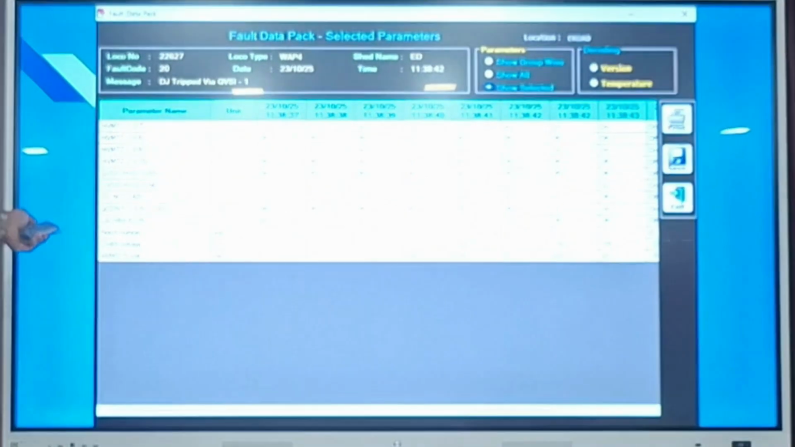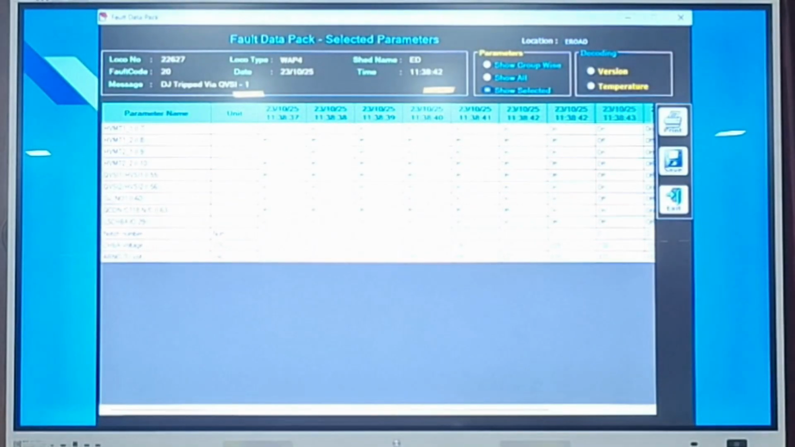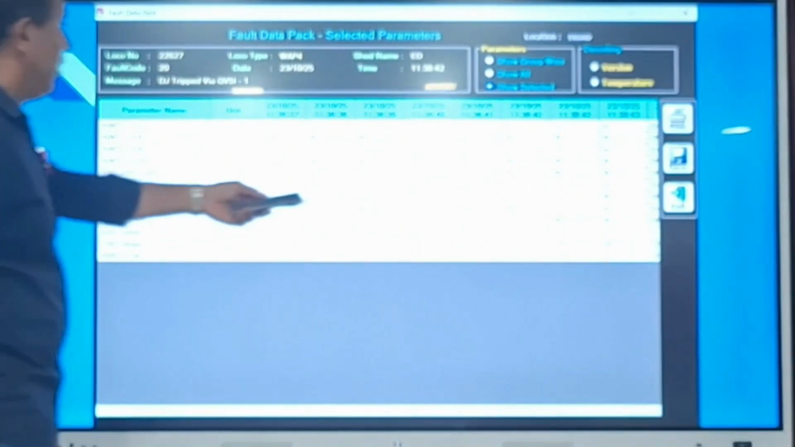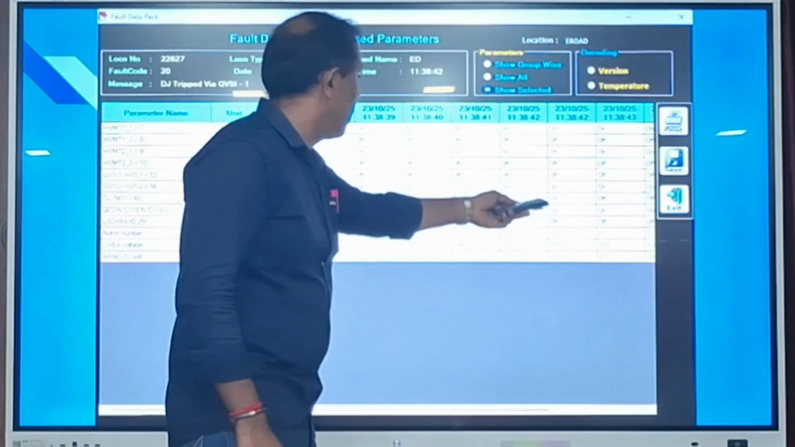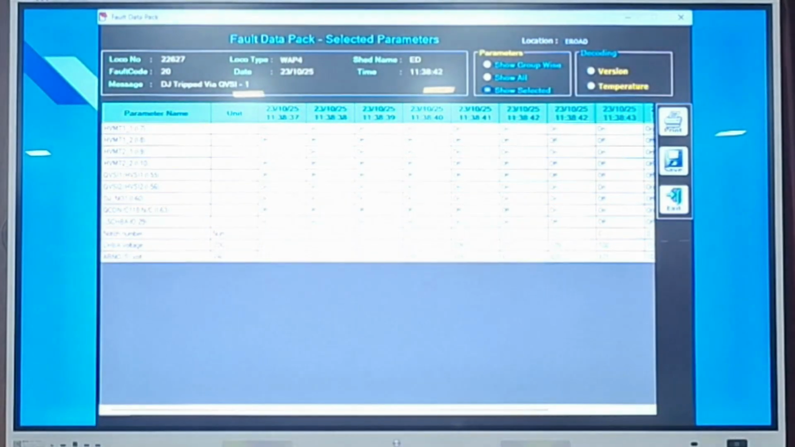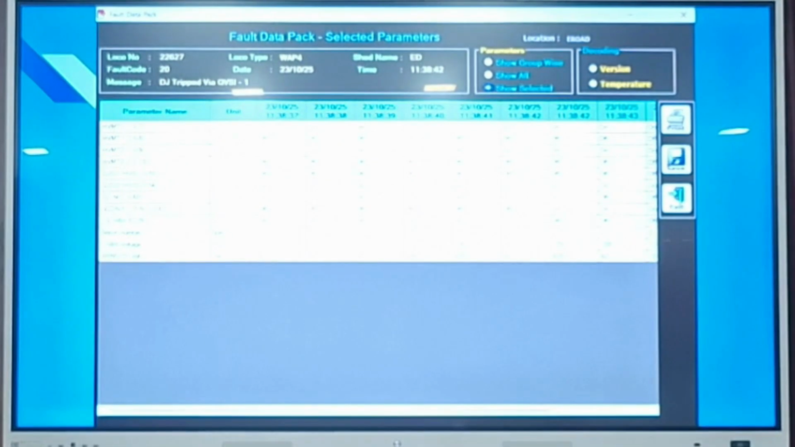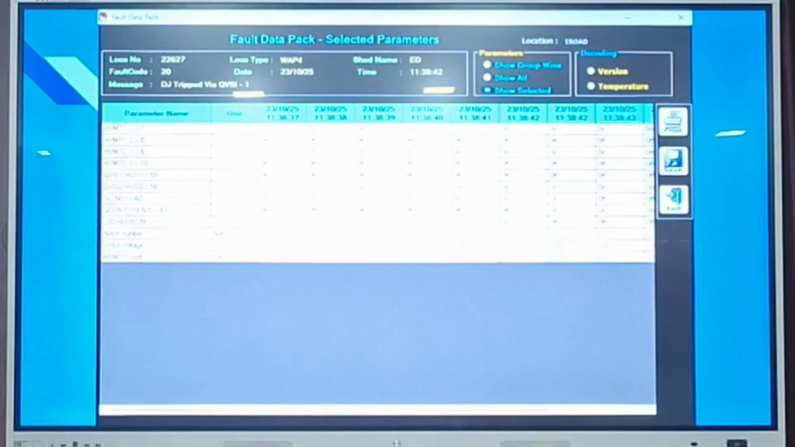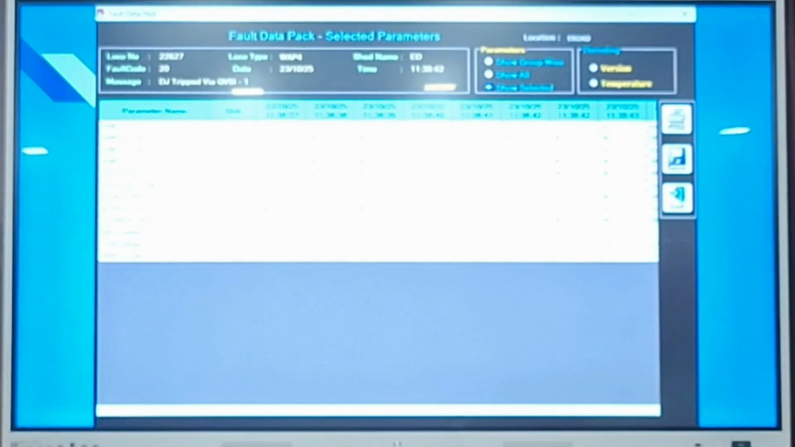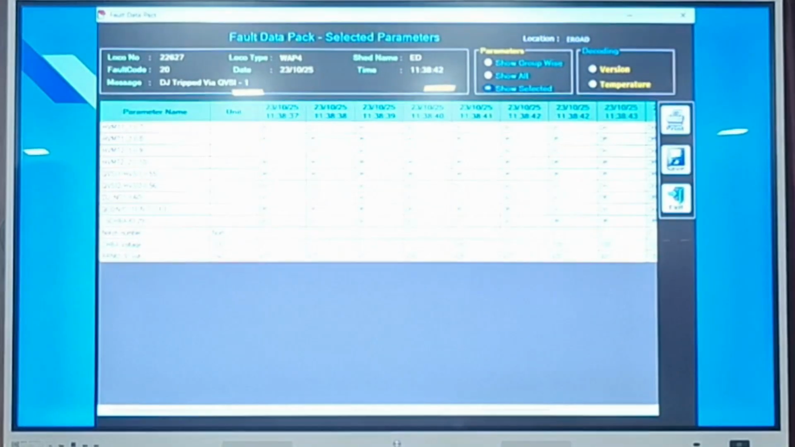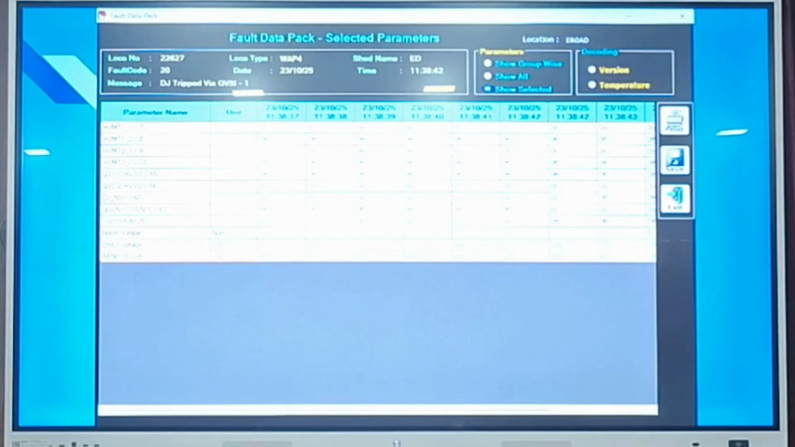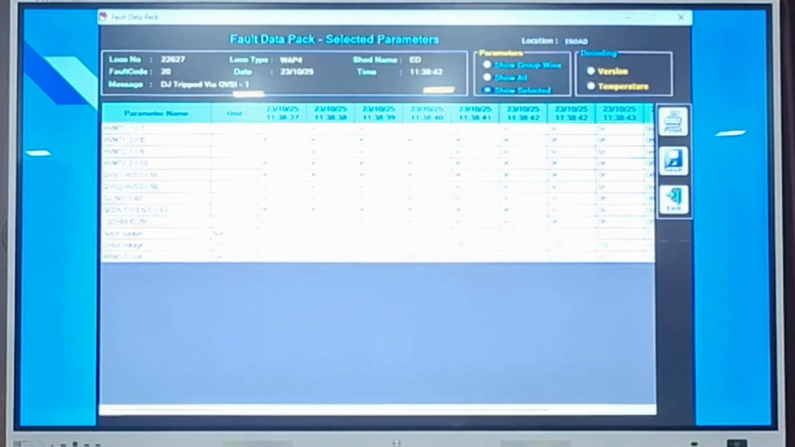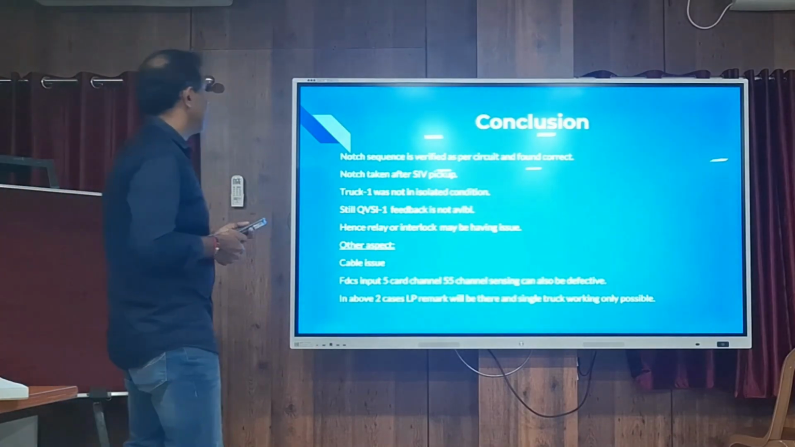The driver has taken notes after SIV pickup only. LSAP extinguishing has been verified and he has taken one note, and at that instant itself DJ has tripped. So what is our conclusion? All the parameters and the sequence of working done by the driver are correct. Testing has not taken place. So probably there might be a defect with the relay power. This is our conclusion.